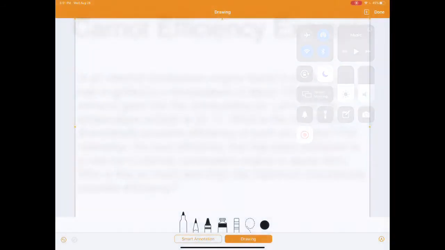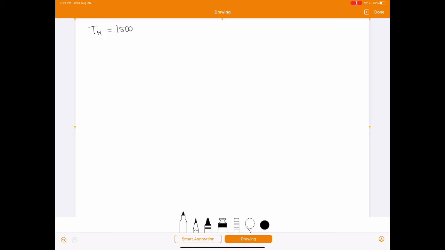Let's think about that. Okay, so TH is the high temperature. This is the temperature at which the fuel is ignited. It's going to be 1500 degrees Celsius, but we want to get this in Kelvin, so add 273. And you get 1773 K. For TL, same deal. This is the low temperature at which the heat is exhausted, and that's going to be 25 plus 273 to get that in Kelvin, 298 Kelvin.